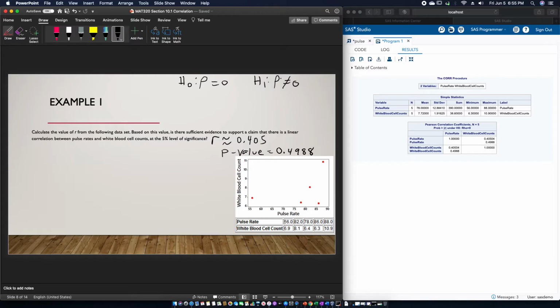But we can write out what this actually means. And I'm going to type this just so it's easier to read. For this, the conclusion that we would make is, due to the fact that this p-value is 0.4988, that is nowhere near 5%. This would be at the 5% level of significance.